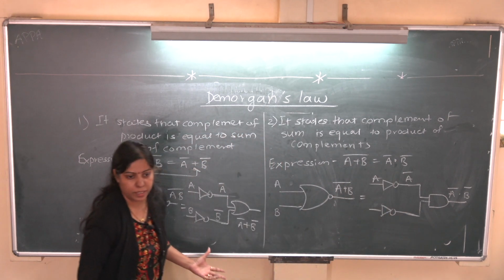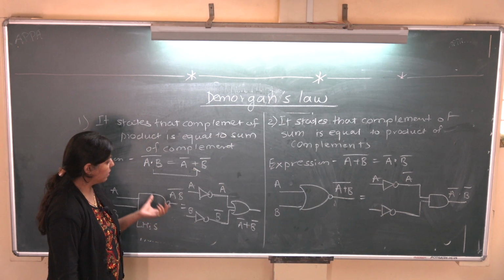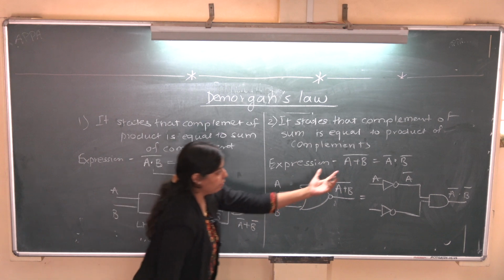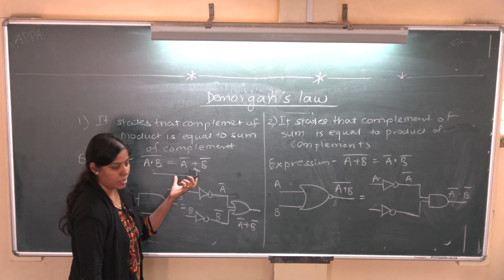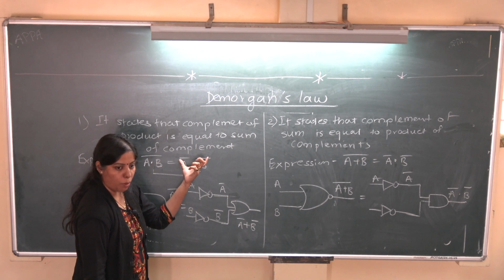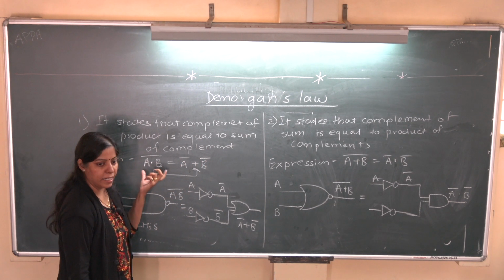So, by using De Morgan's theorem we can realize such types of expressions by using NAND and NOR gates. When we want to combine the complements, we can use NAND and NOR gates.